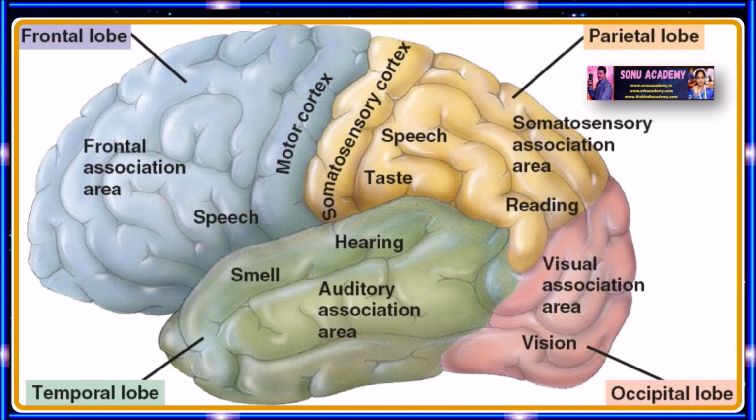Children, the cerebrum is divided into cerebral hemispheres connected by a mass of white matter known as the corpus callosum. Each hemisphere is split into four lobes, that is frontal lobe, parietal lobe, occipital lobe and temporal lobe. Children, let us discuss in detail the four lobes.